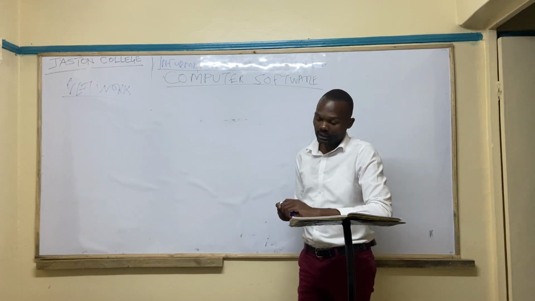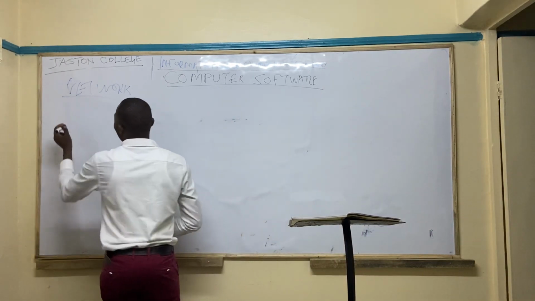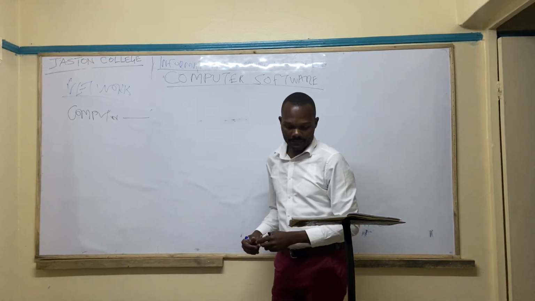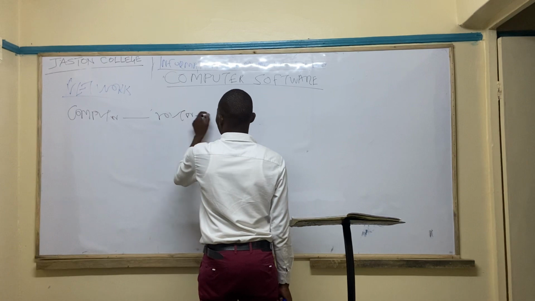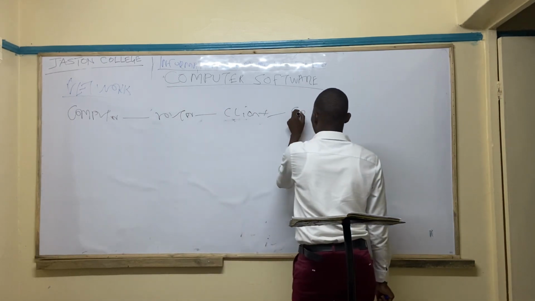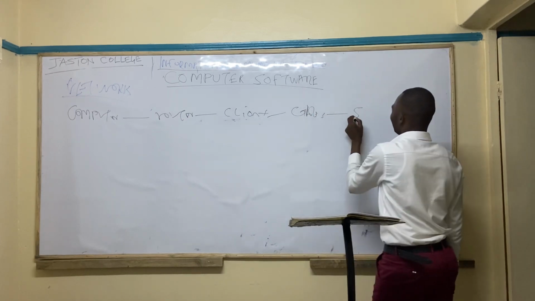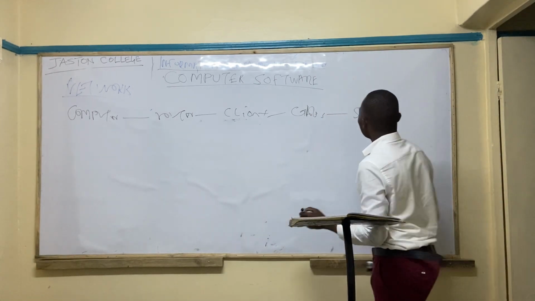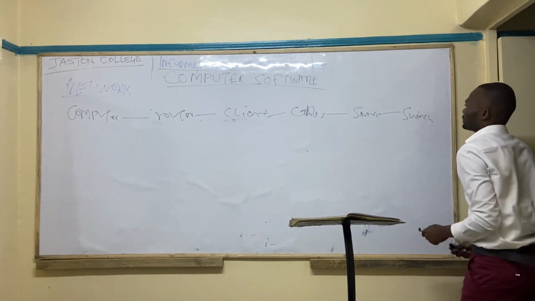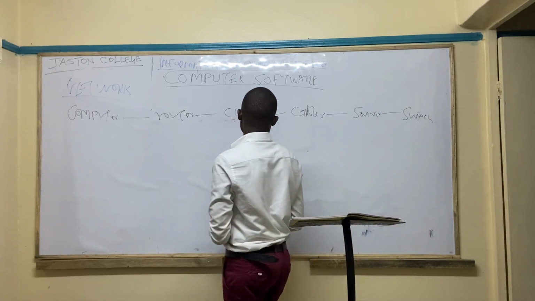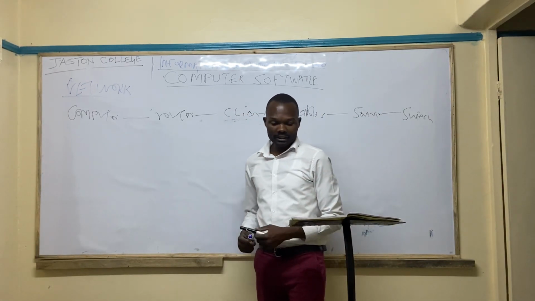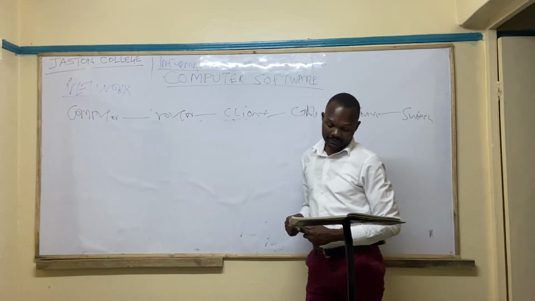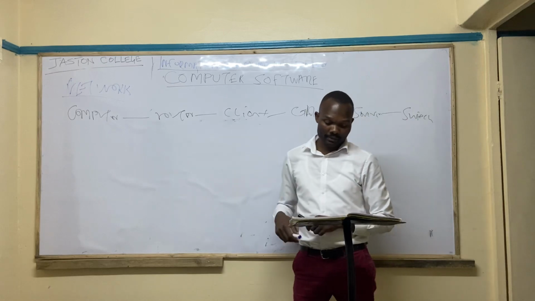So what are the network devices? We have a computer here. We have a router, the client, cables, a server, and also a switch. For communication media, we have the cables; cables are the medium that we use. Then you have a router, which helps to direct the traffic. Then you have a switch, which helps to expand.